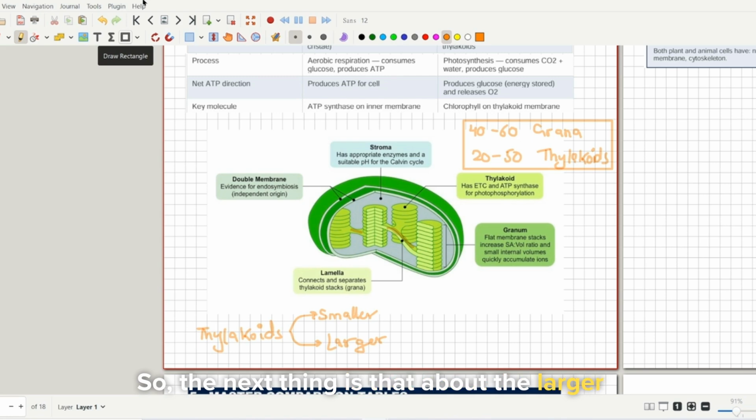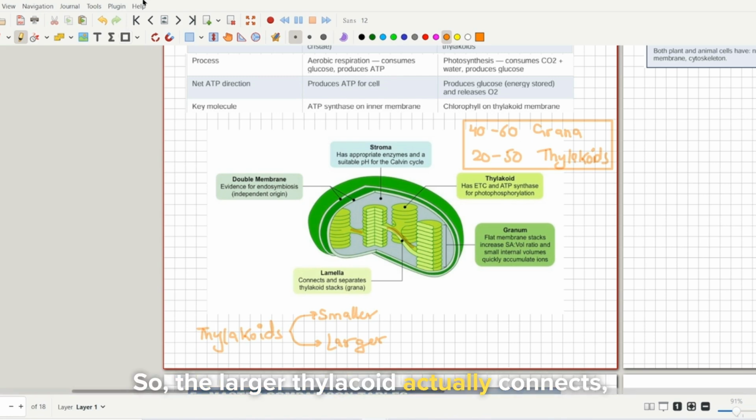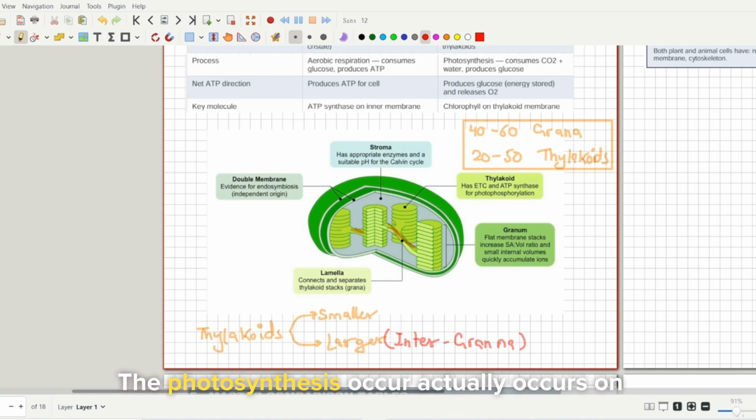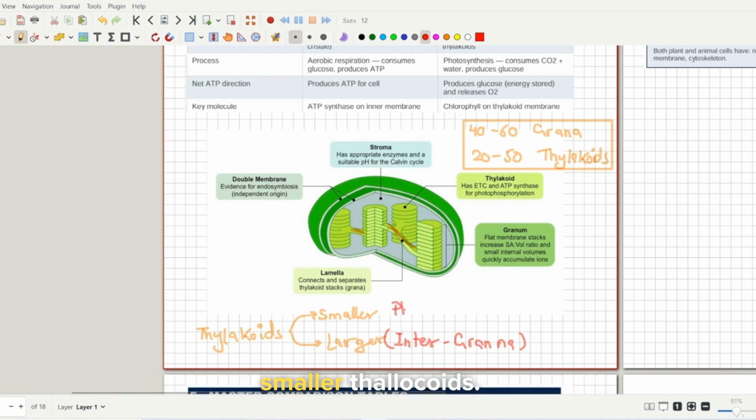The next thing is the larger thylakoid. The larger thylakoid connects the grana with each other, and it is also called intergrana. So that was about small and large thylakoids. You have to know that photosynthesis does not occur on the large thylakoid. Photosynthesis actually occurs on the smaller thylakoids.